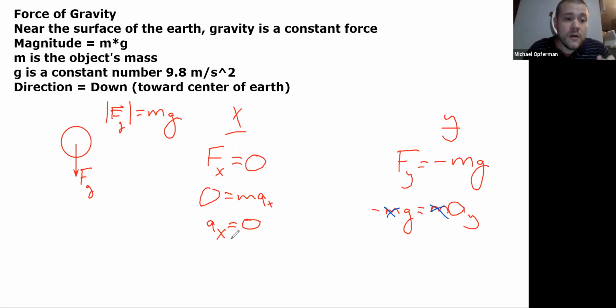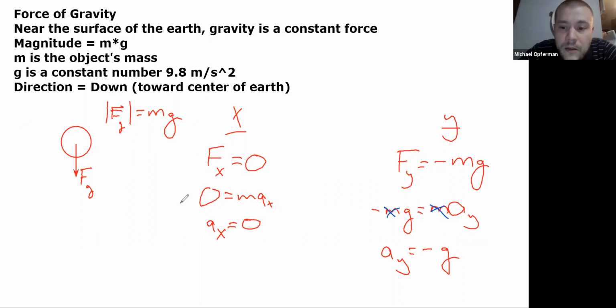So, conclusion number one: the mass actually cancels out if gravity is the only force acting on the object. So objects with different mass will fall at the same rate. And furthermore, and even more specifically, we get the conclusion that the y component of the object's acceleration is negative 9.8 meters per square second, negative g.